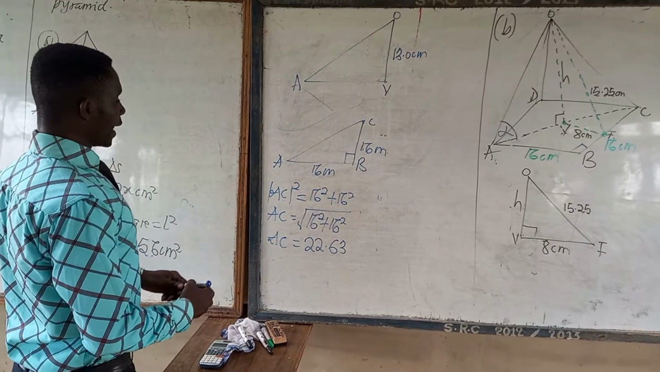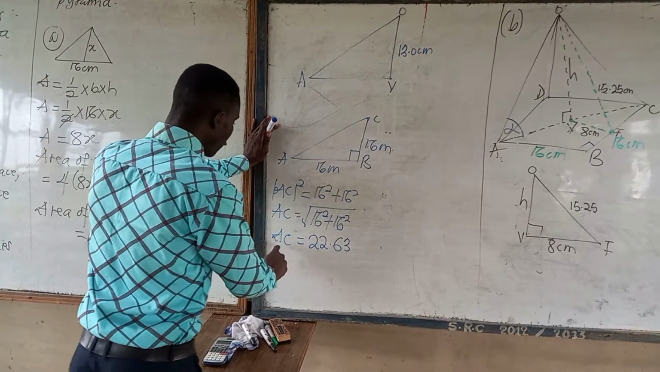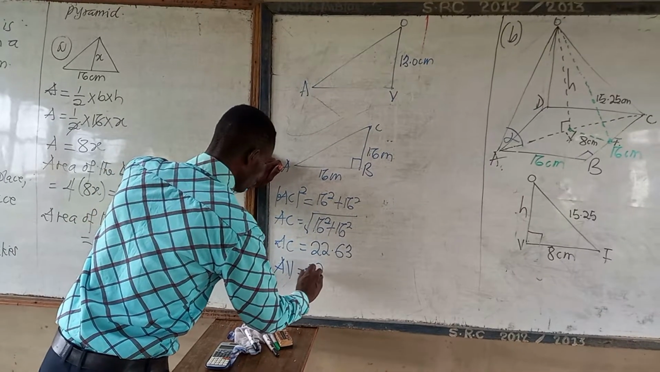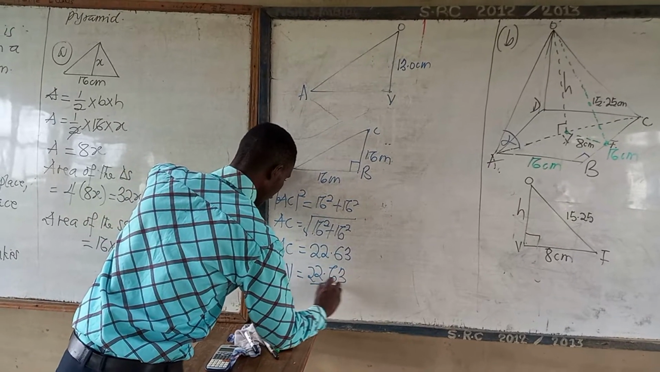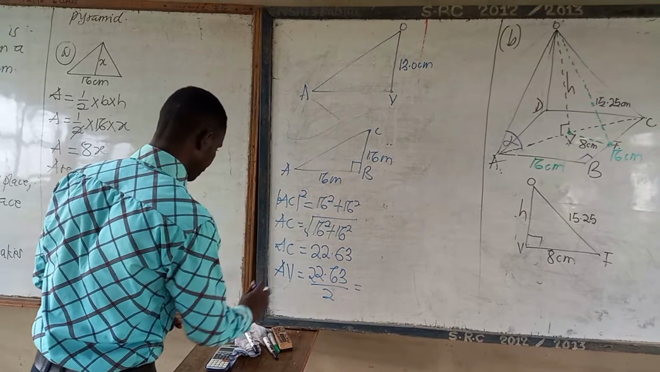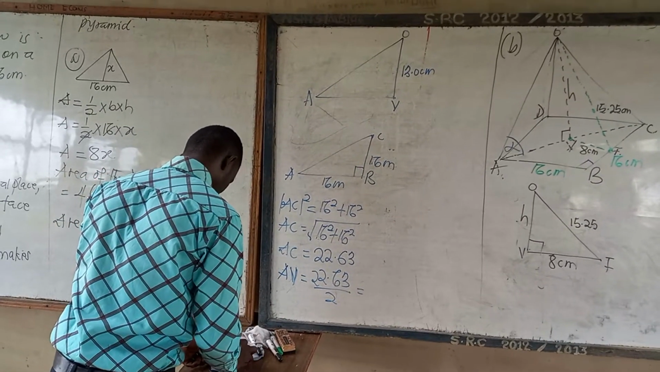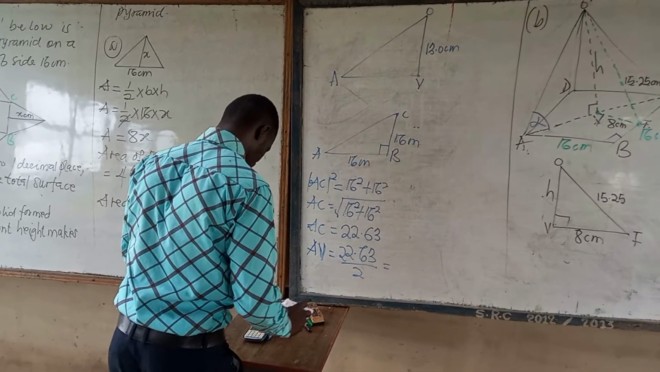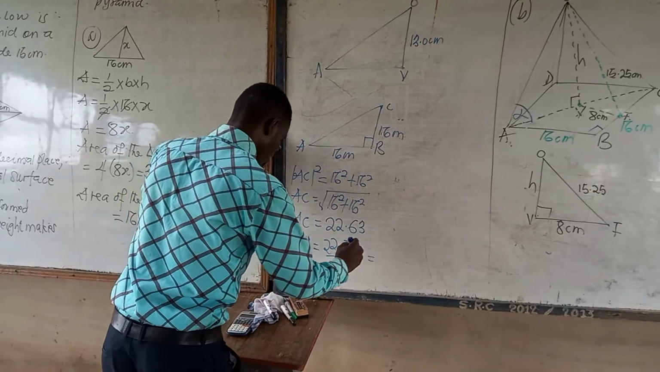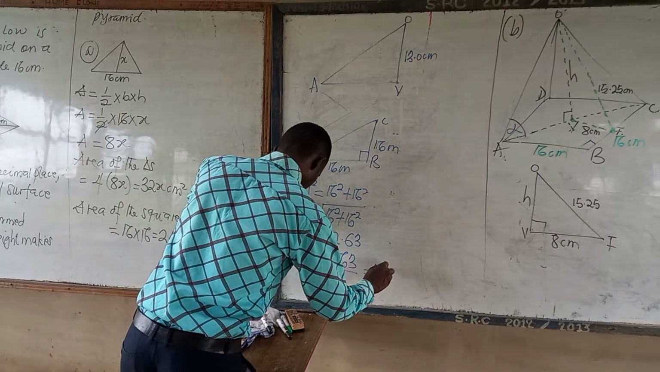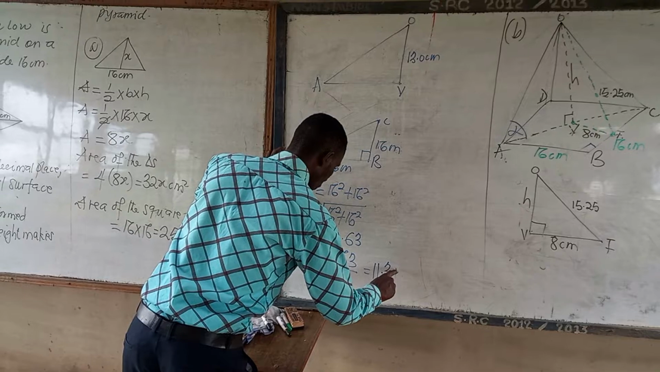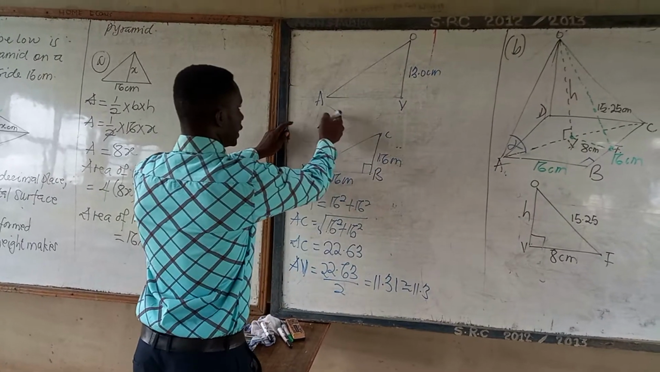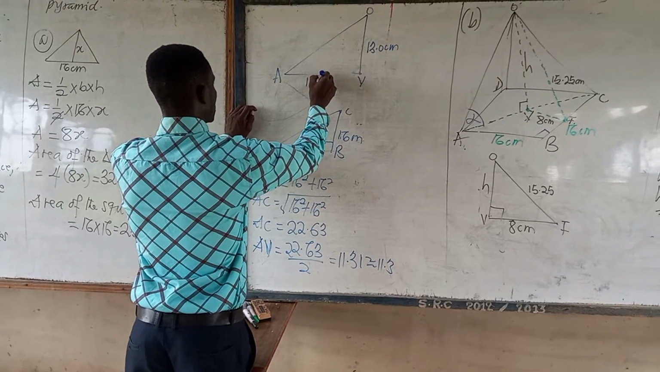Now, AV is half of AC. So AV is equal to 22.63 divided by 2, which will give us 11.31, which I'll make approximately equal to 11.3. So this place will give us 11.3.